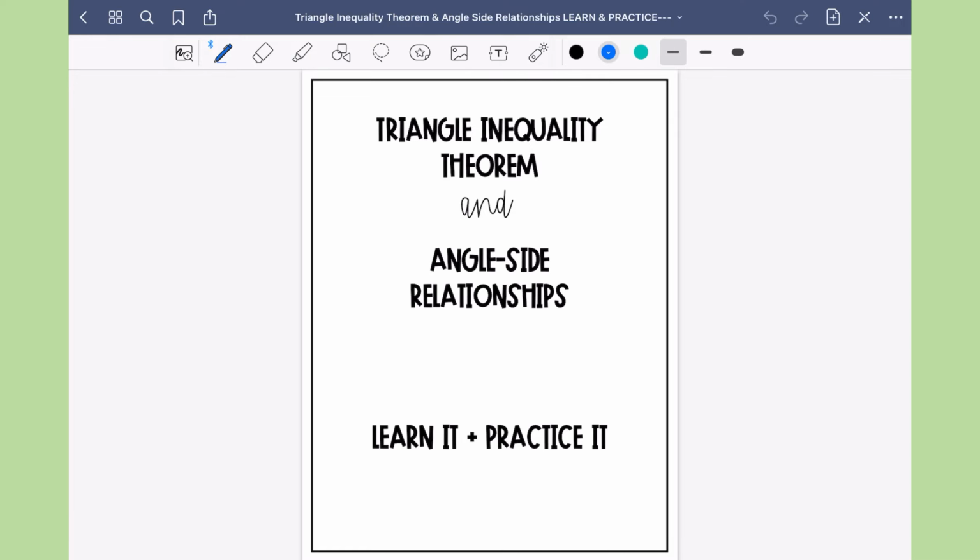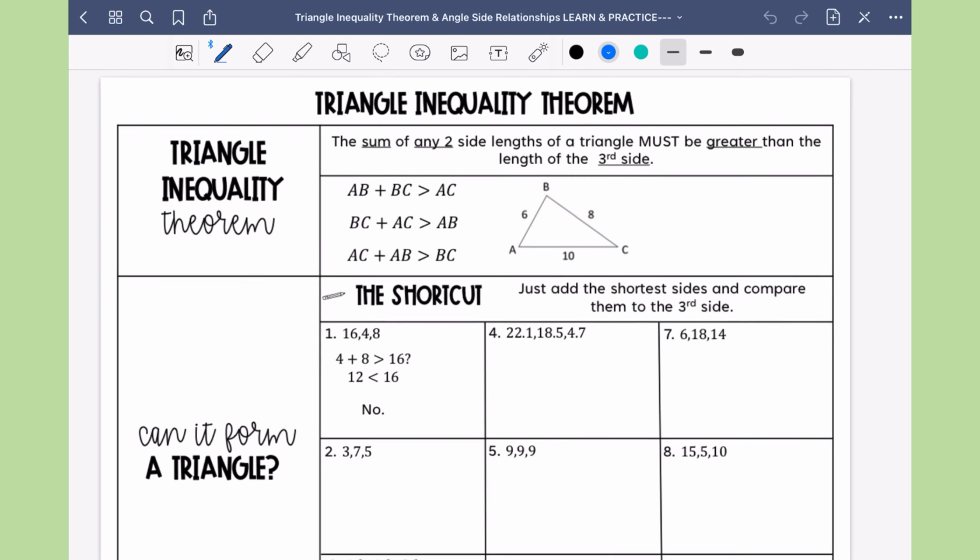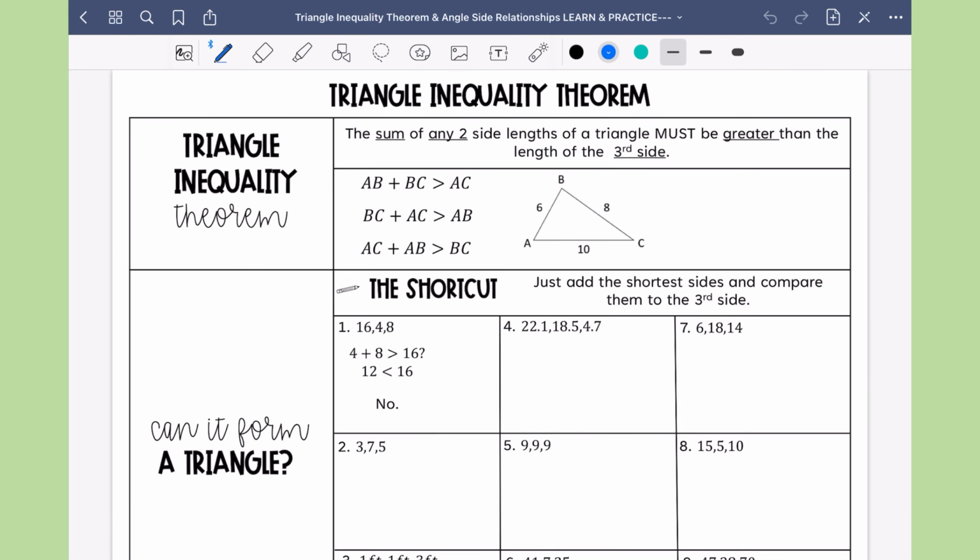We're going to start with the triangle inequality theorem first. The good thing about these is that they're very straightforward. It's not a lot of solving for x. It's more so using the theorem to make a prediction or to answer the question. So let's talk about what it says.